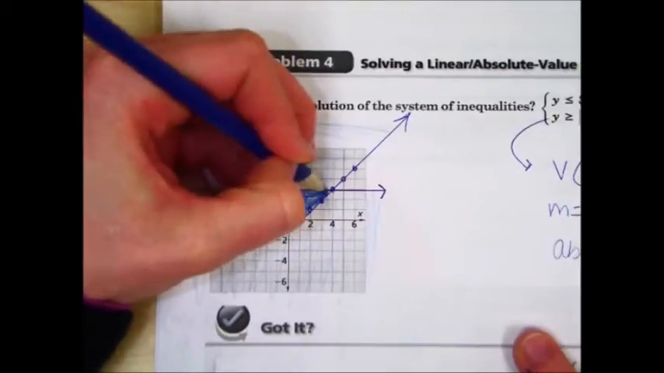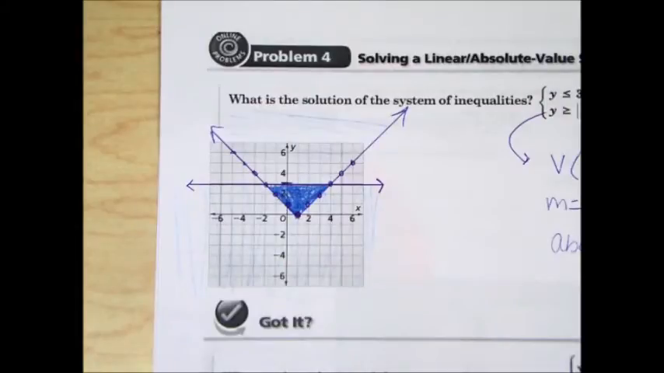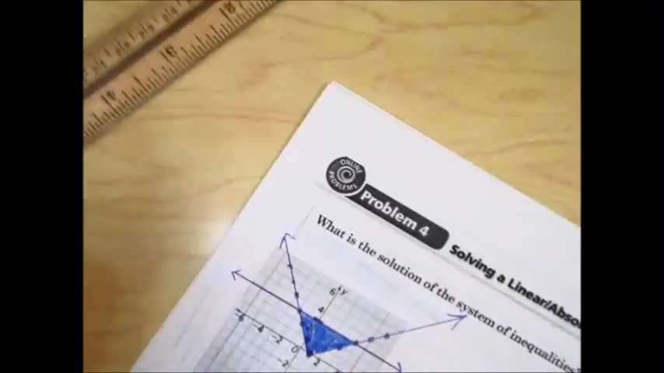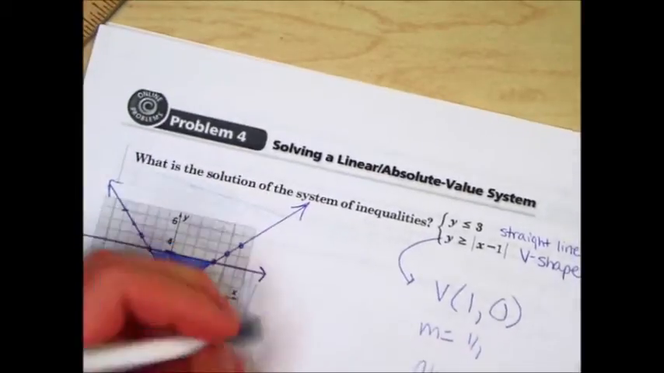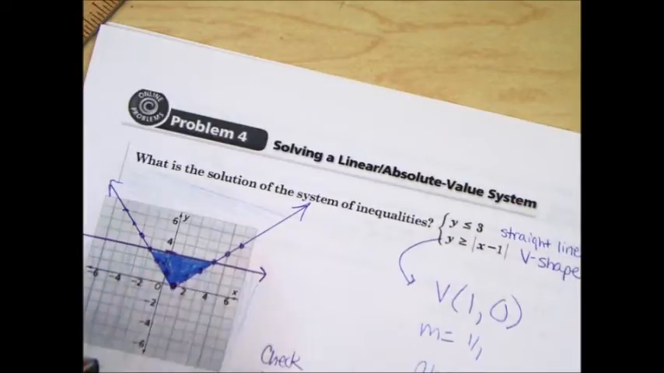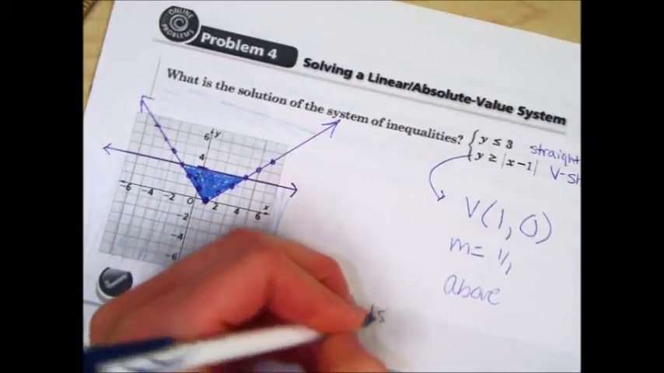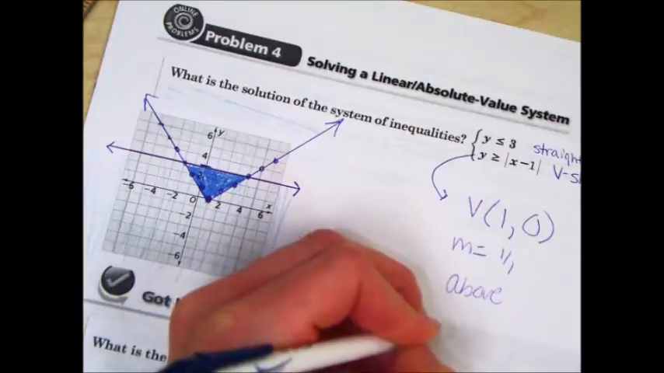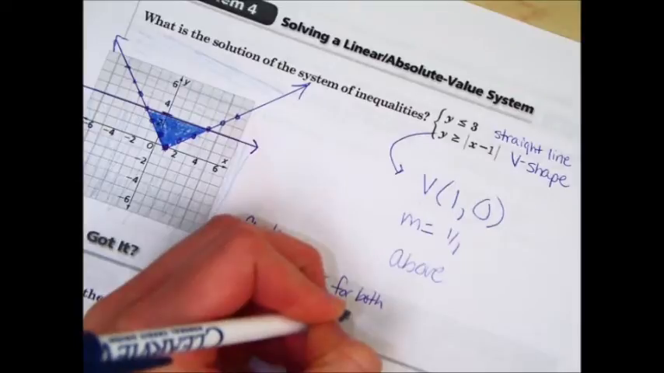Common mistake, if you want to write down a common mistake so you don't make it, a common mistake is students always think that the answer is inside of the V. That doesn't always happen. You have to make sure that you pick appropriately. If you wanted to check, you could plug in, for example, over 1, up 2, and you will see that it works for both inequalities, if you were to plug it in.